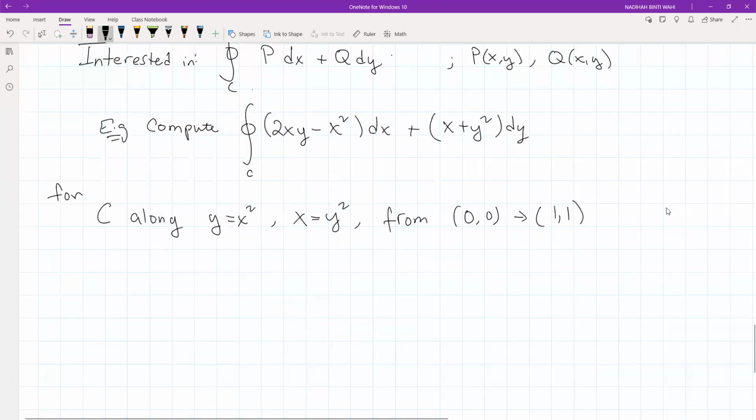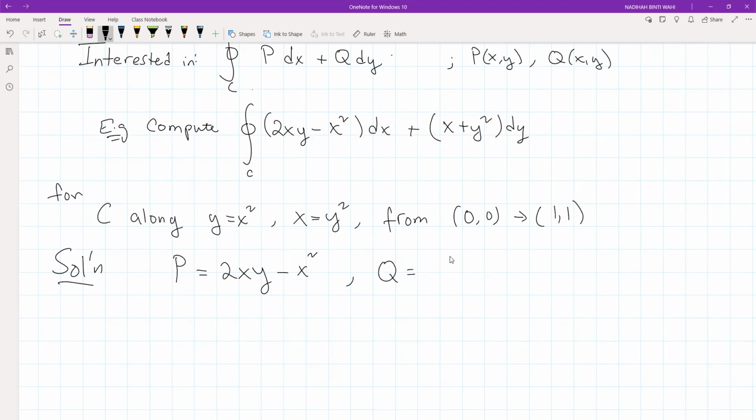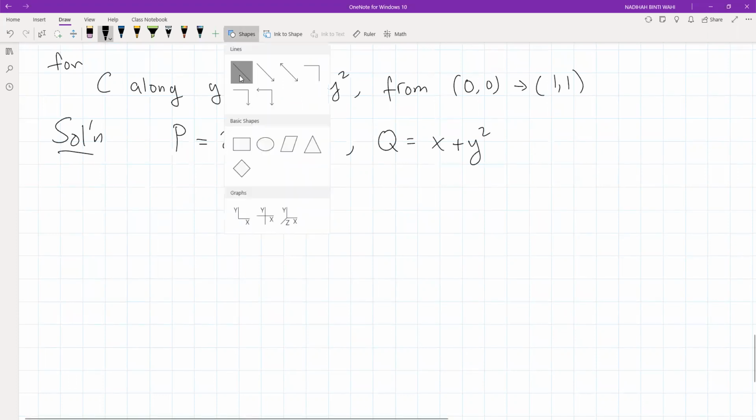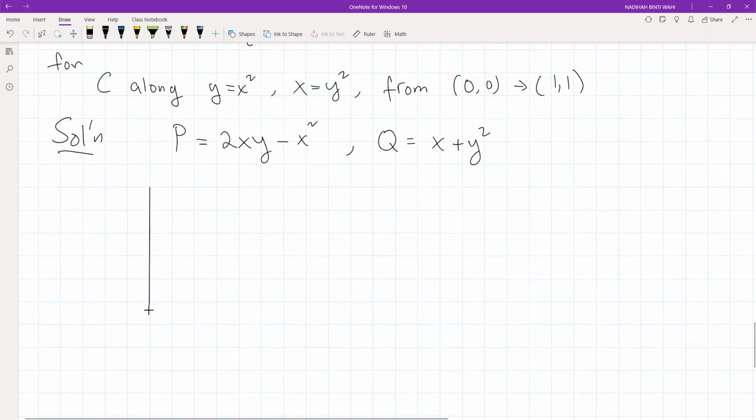So in this case, we can see that P equals to 2xy minus x squared. So P is the multiplier for dx, and then Q is the multiplier for dy, x plus y squared. And then how about the curve? Let's see. This is the first curve, y equals to x squared. So let's sketch the path.